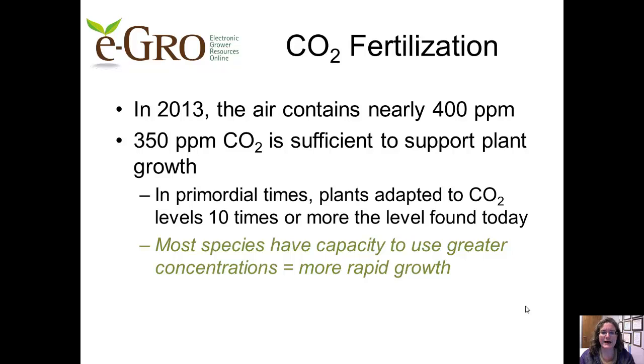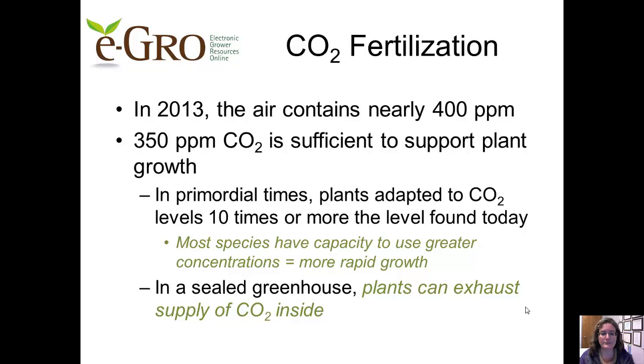The first of these is that in primordial times, plants evolved with carbon dioxide levels that were 10 or more times greater than the levels found today. This suggests that plant species have the capacity to put greater concentrations of CO2 than naturally occur to use to accomplish more rapid growth, and this is true for most species. The second idea is that in a sealed greenhouse, like a poly-covered structure, plants can exhaust the supply of CO2 inside, leading to slowed growth due to carbon deficiency.